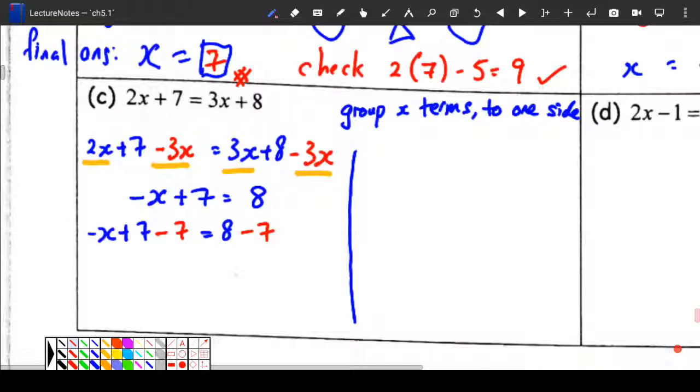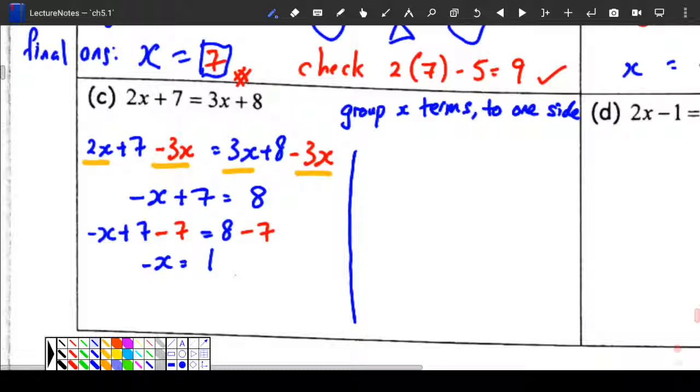7 minus 7 give you? 0. Then I'm left with minus x. So I'm left with minus x equal 1. 2x minus 3x will give you this. The 7 don't get involved. The 7 is a number, it don't get involved. But 2x minus 3x, how I know it's minus x? Press calculator. 2 minus 3. Then you get minus 1. Clear on this?